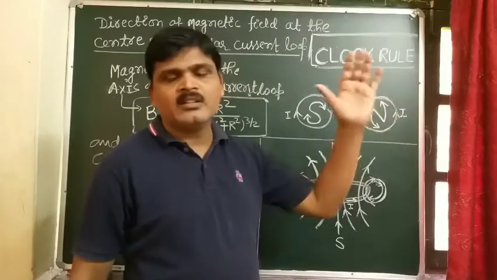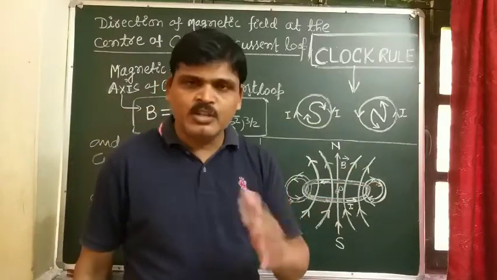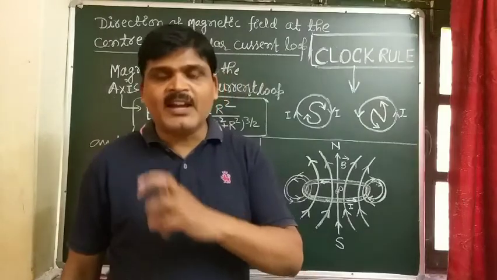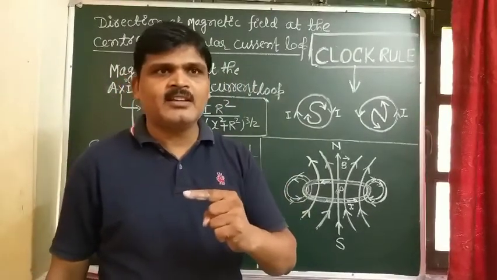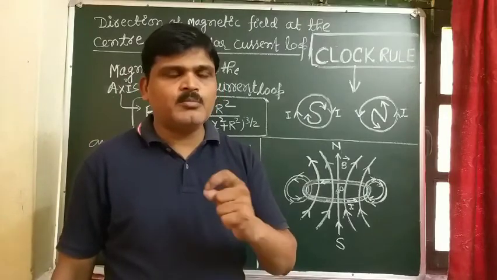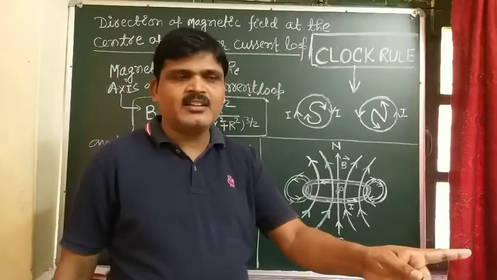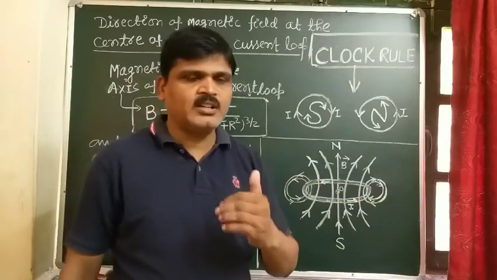Anti-clockwise direction, the face towards you, that is what? North. And behind that is what? South. And you also know that magnetic field lines outside of the bar magnet move from what? North to south, but inside they enter from south to north. You know that in class 10th.